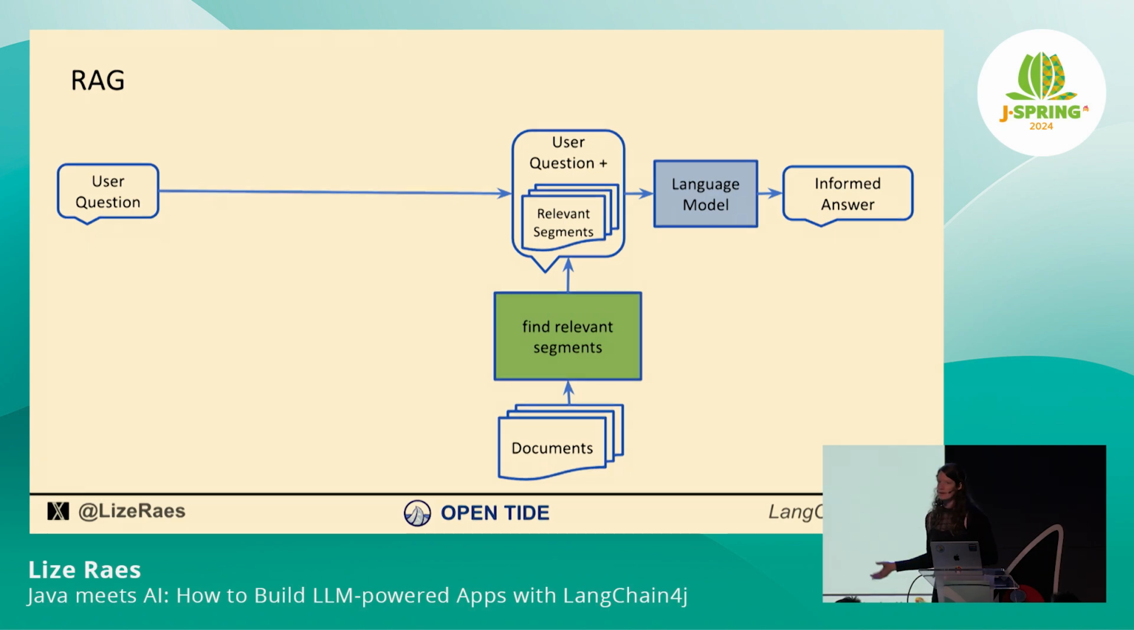Now, why are we not sending our entire documents in this context window? Again, because it has a limited size. If you have plenty of documents, a whole repository, it will possibly not fit, and it will be expensive. So we are after only the relevant segments. That's what we want to find. Now, how do we find these?